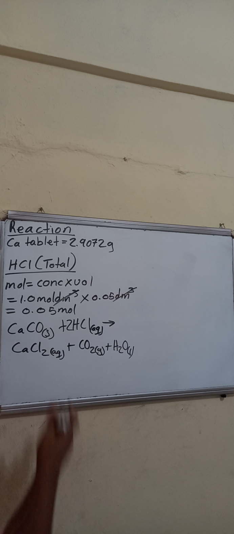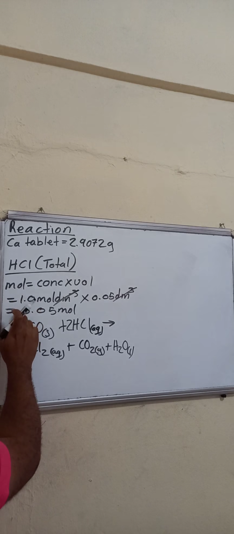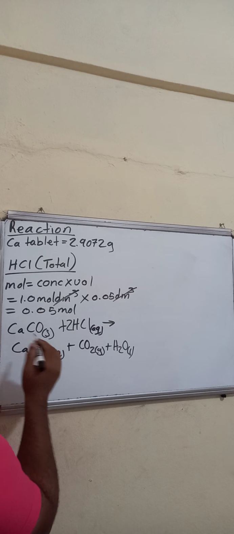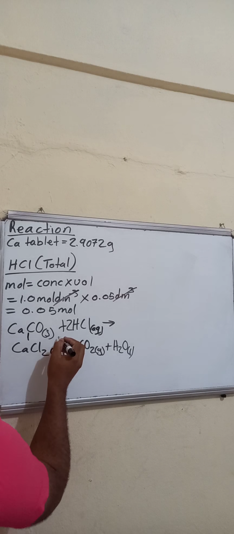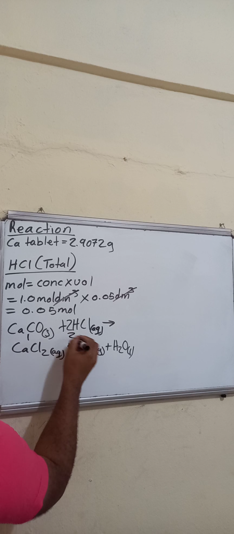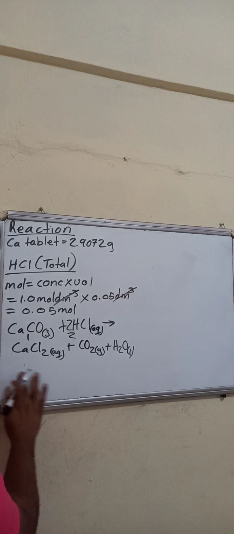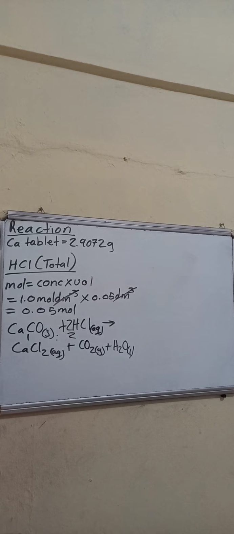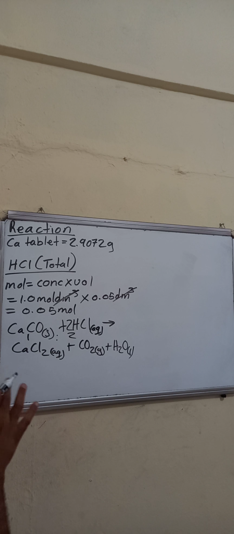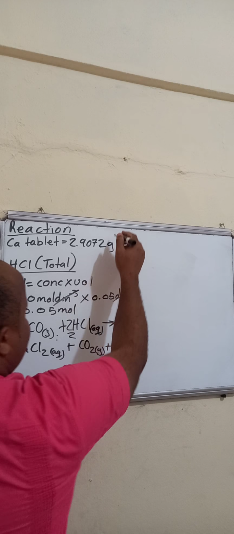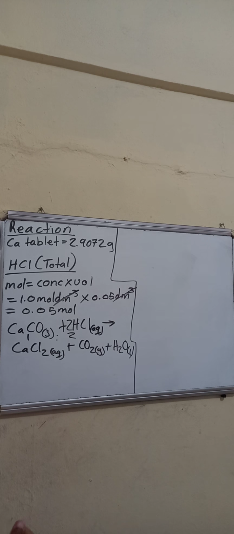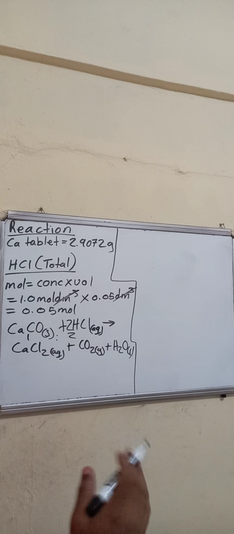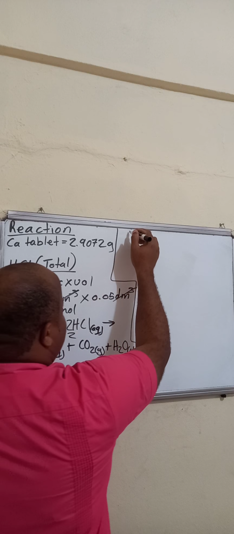And we are interested in what? The calcium carbonate and the HCl. So the mole ratio between calcium carbonate and HCl is 1 calcium carbonate to 2 HCl. So the mole ratio is 1 to 2. Remember, we stopped at the equation and the mole ratio for the reaction. So now let's go over to the titration. For the titration, they gave us the volume and concentration for sodium hydroxide.